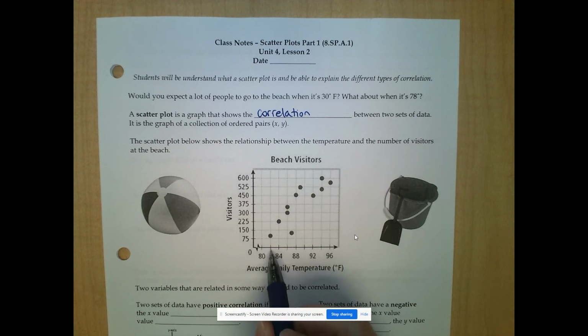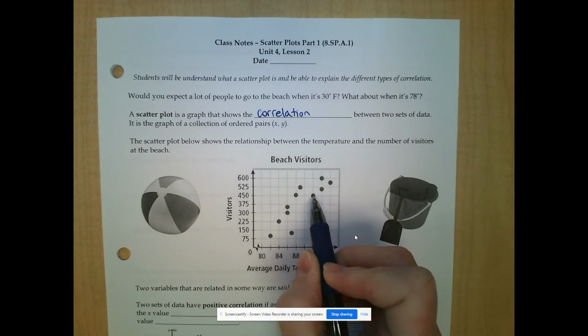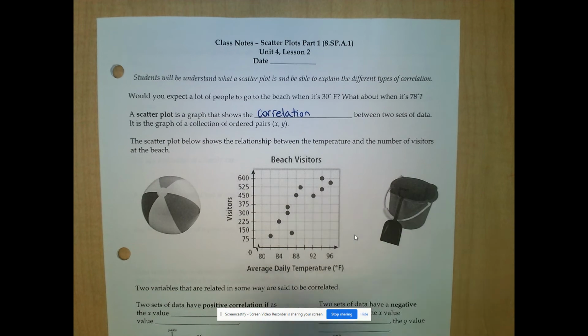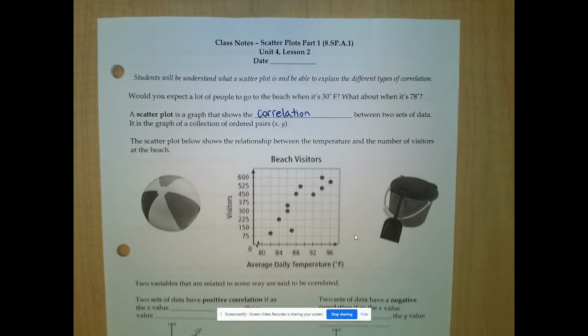So, what they're saying is on a particular day, when it was 82 degrees out, they had, let's say, 85 visitors. If I go over here, I say, oh, there was a day that was 92 degrees and they had 450 visitors. Each one of those points refers to a single day, the temperature and number of visitors on that day. Two variables that are related in some way are said to be correlated.